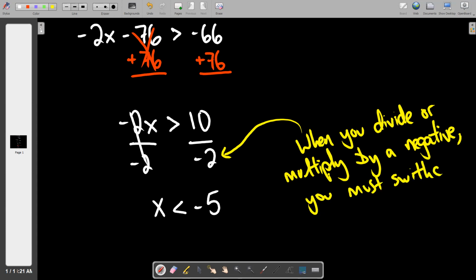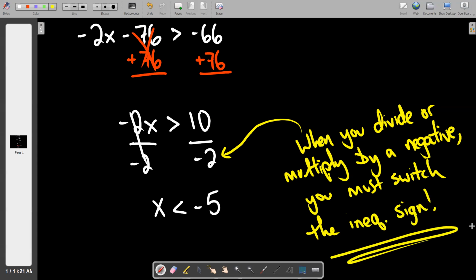Jeez Louise, excuse me. Speaking of switching, I switched my C and my H. So, that was weird, right? You must switch the inequality sign. That's going to start happening to you now on a lot of problems.